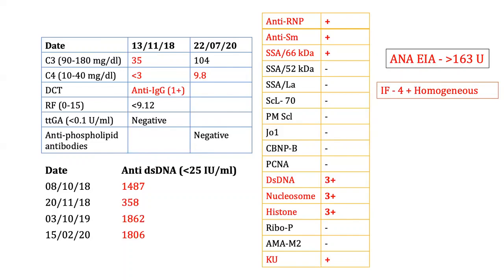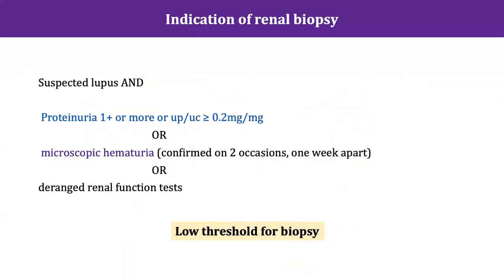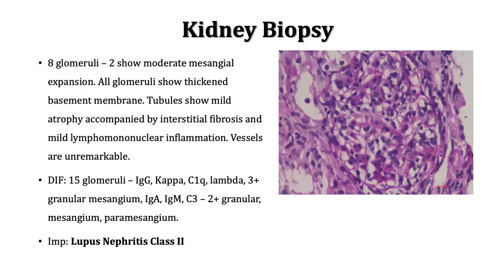As discussed by Dr. Priyanka, the indication of renal biopsy is a patient with suspected lupus with proteinuria 1+ or more, or microscopic hematuria, which is confirmed on 2 occasions 1 week apart, or deranged renal functions. Our patient had suspected lupus with proteinuria 1+ or more, so we went ahead with the kidney biopsy. The kidney biopsy showed moderate mesangial expansion, and all glomeruli showed thickened basement membrane. Tubules showed mild atrophy, accompanied by interstitial fibrosis and mild lymphomononuclear inflammation. The immunofluorescent microscopy showed a full house pattern suggestive of lupus nephritis class 2.